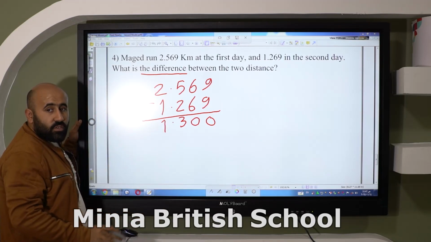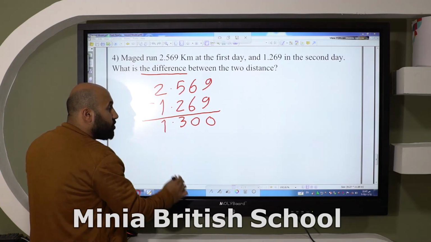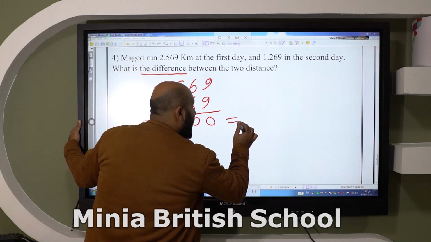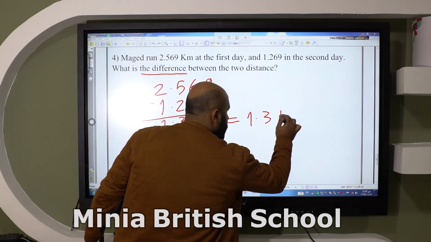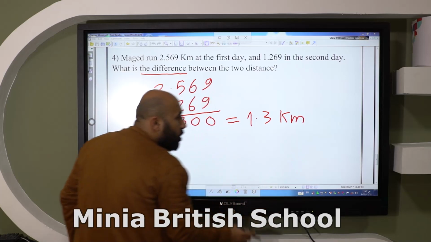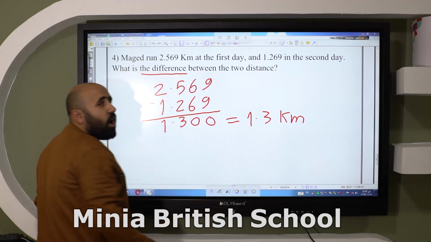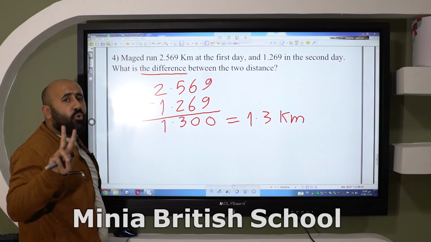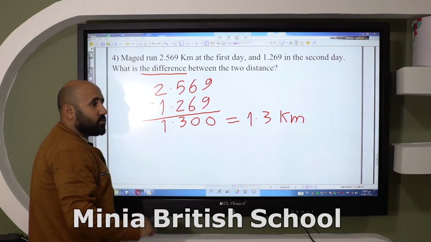So the difference between the two distances is 1.300. You can also write it as 1.3 kilometers. Both 1.300 and 1.3 are right. So it will be 1.3 kilometers.